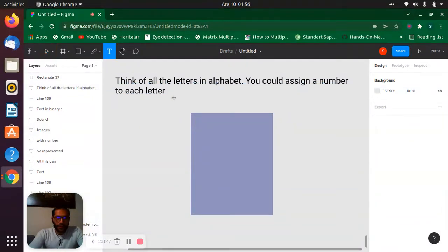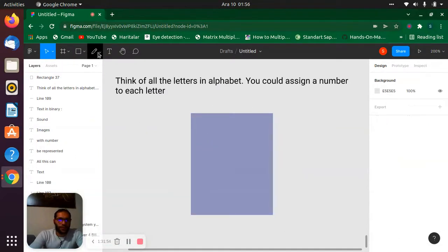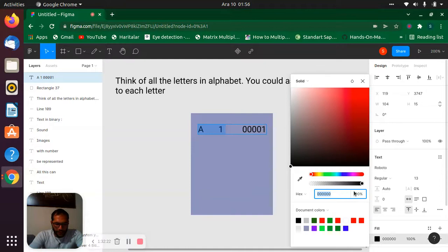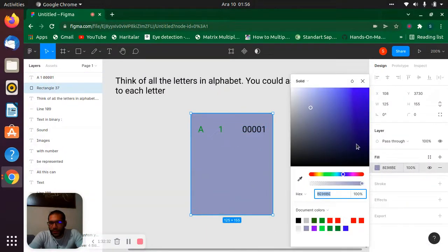And now I want to do one thing with you. It's one. So it's 1 and it's 00001. I will show it to you all, okay? Don't worry about it. It will be green again. Maybe we can change the background color. This is really not good.